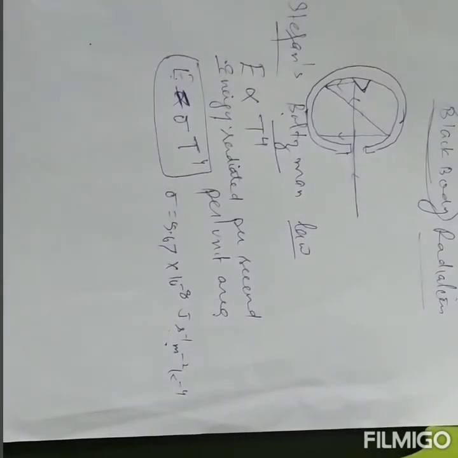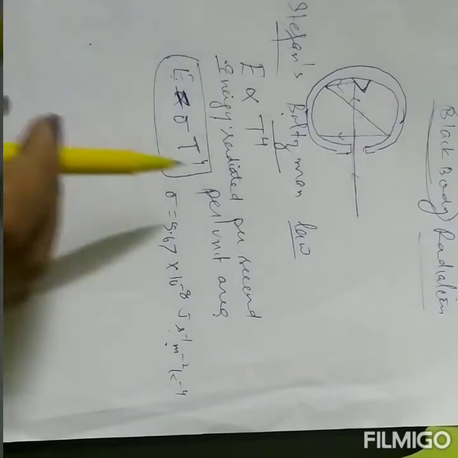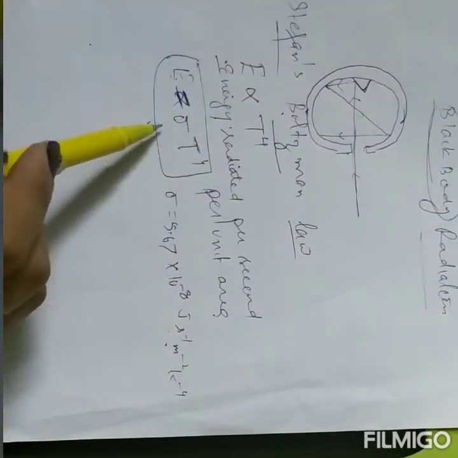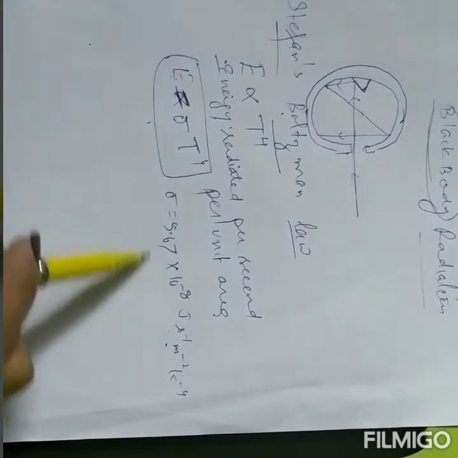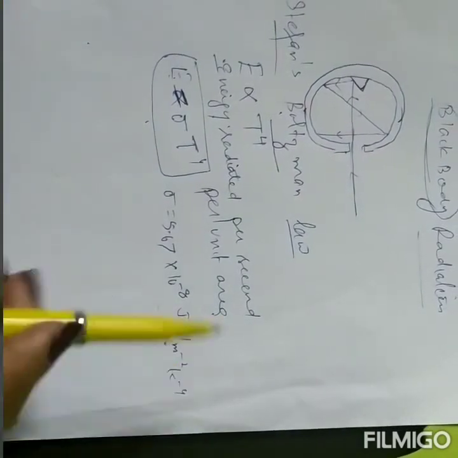The only thing is you have to learn the statement that energy radiated by a black body is directly proportional to the 4th power of its temperature. And when you remove the proportionality sign, there is a constant sigma called Stefan's constant, and its value is fixed. Okay, so this is all about black body radiations.